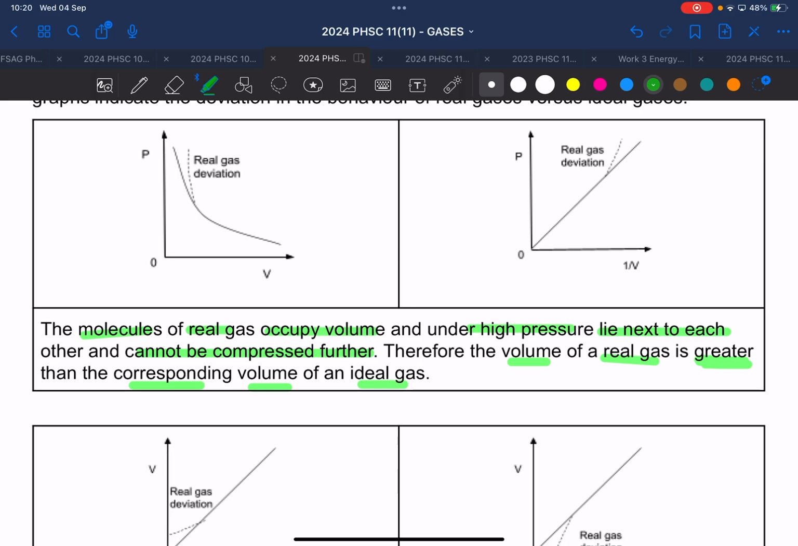What's the point of making an ideal gas then? It's just like we need to have laws, to have formulas. So, under special conditions, real gases will obey these laws. That's all.